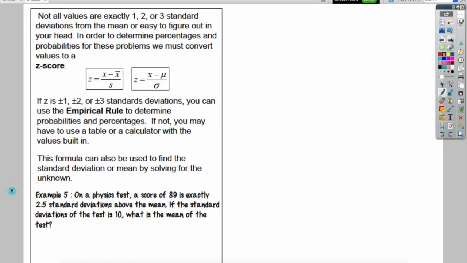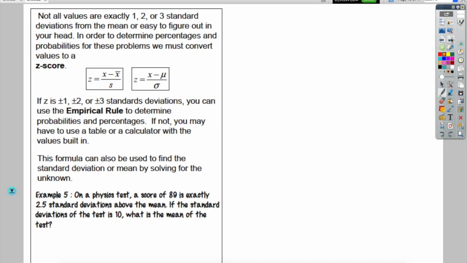So again, the formula is going to be used to find either standard deviations or means by solving for basically what we don't know. So on a physics test, a score of 98 is exactly 2.5 standard deviations above the mean. If the standard deviation of the test is 10, what is the mean of the test? Okay? So, we know a few pieces of information here. What's one thing that we know? You know that the standard deviation is 10. The standard deviation for the test is 10.